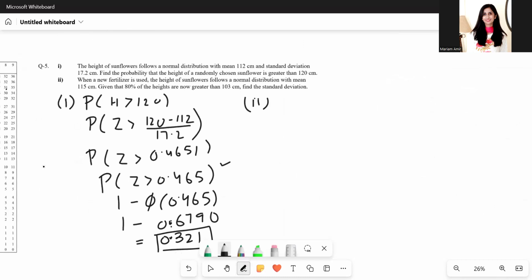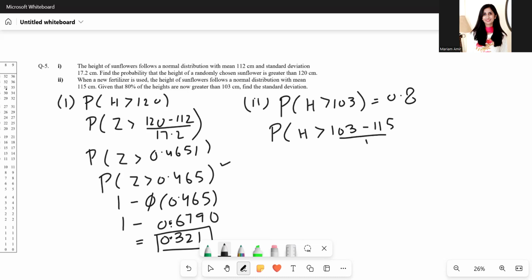When a new fertilizer is used, the height of sunflowers follows a normal distribution with mean 115. Given that 80% of the heights are now greater than 103, find the standard deviation. So probability height is greater than 103 is 0.8. So probability that height is greater than 103 minus mean upon standard deviation equals 0.8, which gives us probability height is greater than, we're getting minus 12 upon sigma equals 0.8.